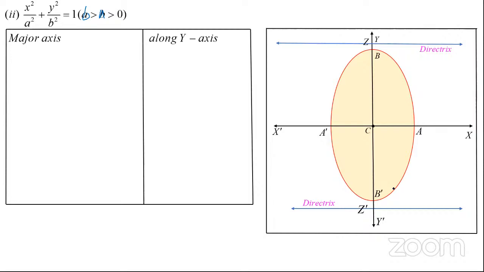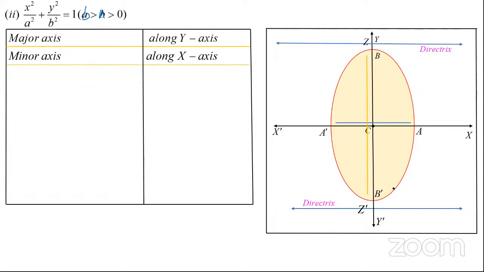So here, similarly, major axis. In the previous one, the x-axis is the major axis. Now in this one, there is the y-axis. This is the major axis along the y-axis, and the minor axis is along the x-axis. So that is this one.